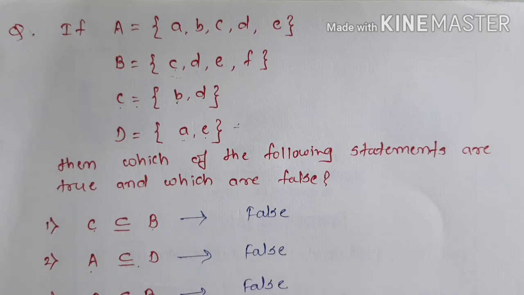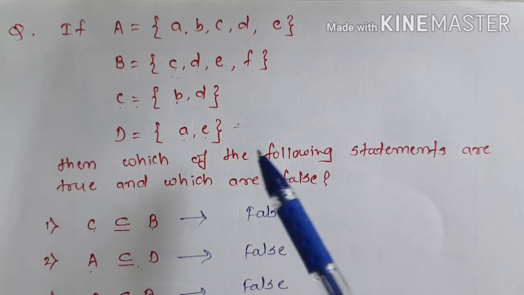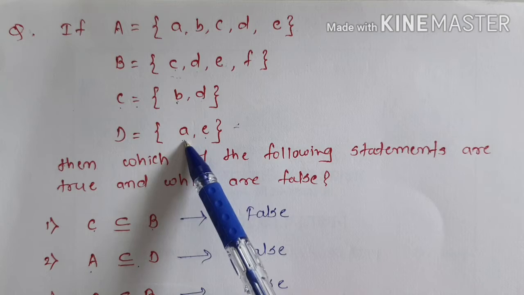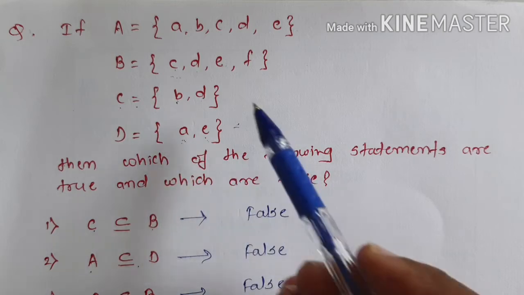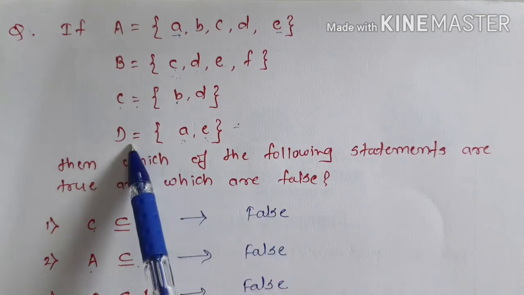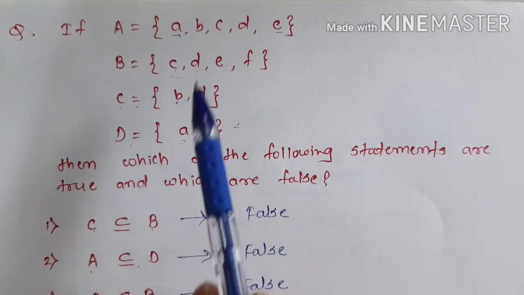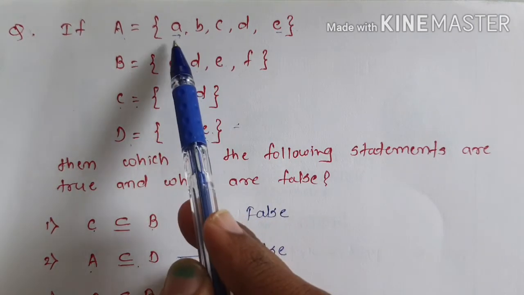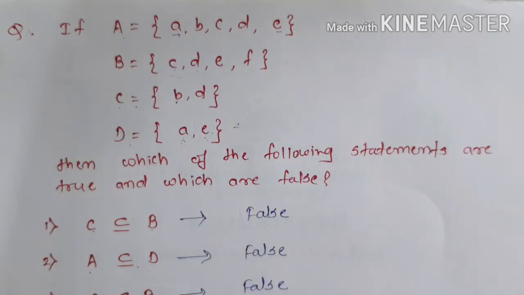The next one is D is a subset of A. So every element of D, a and e, is there in A. So we can say that D is a subset of A because every element of D is in set A. So the given statement here is true.